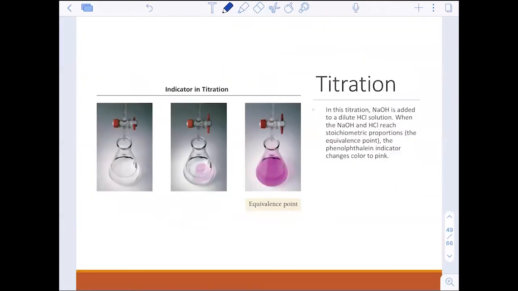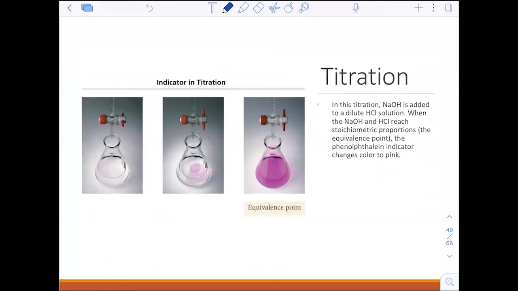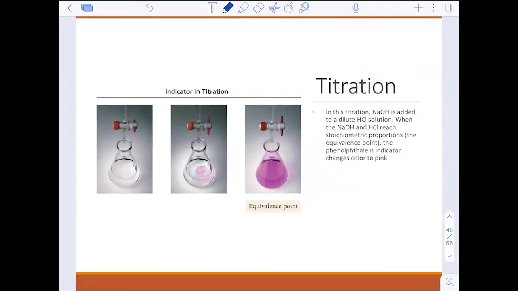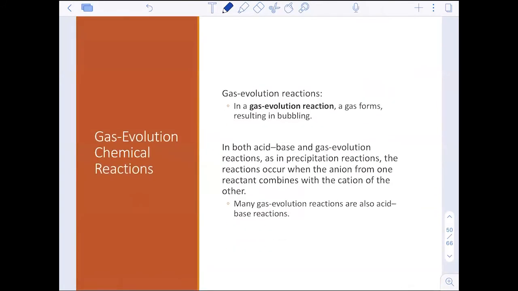Now here is a real-life picture of the changes in color. This would even be a little too pink for me on the right-hand side. Maybe a couple extra drops, but in this titration, NaOH is added to HCl, and when the NaOH and HCl reach the stoichiometric proportions, the equivalence point, the phenolphthalein indicator changes to pink. We will practice with more titrations and stoichiometry in class. Just note that they are very, very similar to our other reactions where we had double displacement, just focusing on something slightly different, being given different starting materials.